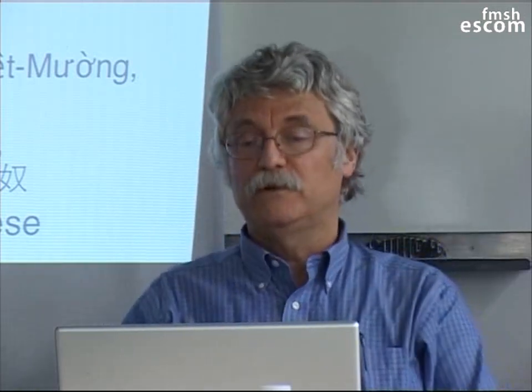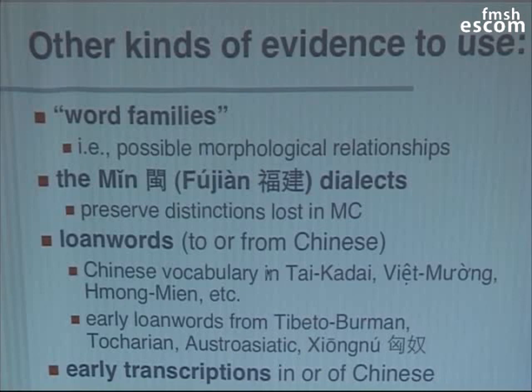Another thing, curiously, which has not traditionally been included in reconstructions of Old Chinese, is the Min dialects, that is, the Fujian dialects. Now, it is known with great clarity that these dialects preserve distinctions which had been lost in the Middle Chinese system. I can give you examples if you're interested later. One exception to this trend is Sergei Starostin, whose reconstruction attempted to include at least some of the distinctions in Min that you can't get from Middle Chinese.